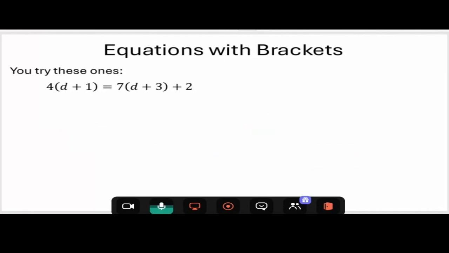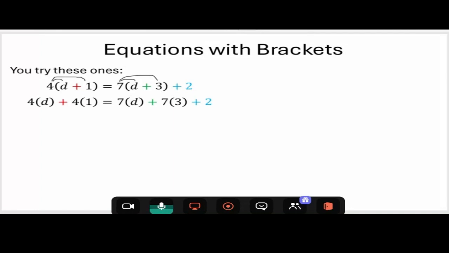This one here, a little bit more complicated. We got brackets on each side. We got variables on each side, so there's going to be a little bit more involved, but we want to expand those brackets. And again, we see the color coding. We got a red plus sign that is going to stay there when I multiply the 4 by the two things in that bracket. The green plus sign is going to stay there when I multiply the 7 by both things in that bracket. And we're going to have a blue plus 2 that's just going to continue to hang out at the back there. So there is all of our brackets expanded. 4 times d and 4 times 1 with a plus sign between them, 7 times d and 7 times 3 with a plus sign between them, and the blue plus 2 just hanging out.